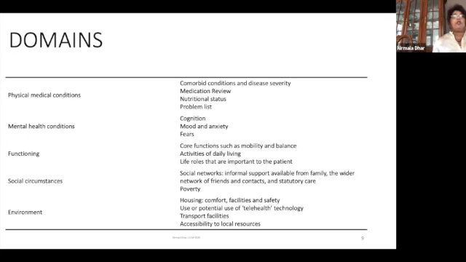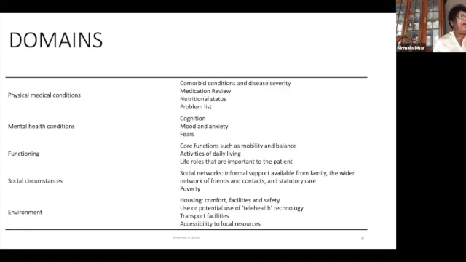Functioning: you look at core functions such as mobility and balance, activities of daily living, and life roles that are important to the patient. Remember the 4 M's? Here, what matters would be very key. What life roles are important to this patient? Because that's what will drive creating that plan. Social circumstances: what are their social networks, informal or formal, available from family, from the wider network, from faith communities, statutory care, and what is their socioeconomic status? All that will impact how they are presenting. And then environment: the home environment, use of potential telehealth technology, transportation, and accessibility to local resources. So can you see, it is much, much broader than just medical diagnosis.